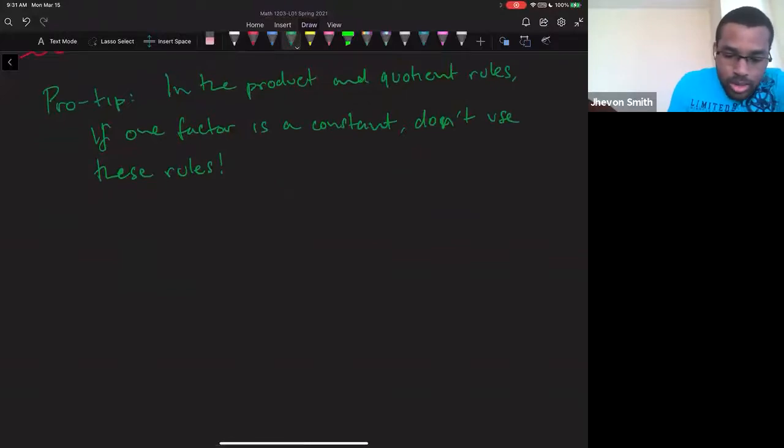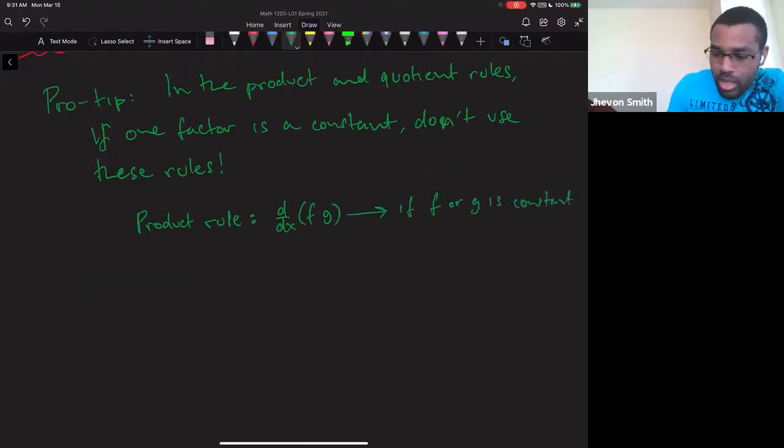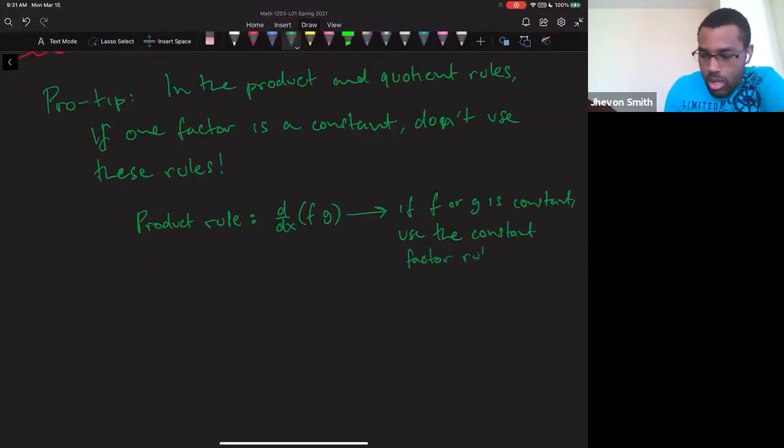So for the product rule, you want to differentiate f times g. If f or g is constant, use the lower level rule. Use the constant factor rule. Don't go through the product rule to differentiate 5 times the square root of x. Why are you doing that? You're wasting time in the best case scenario, and you could get it wrong in the worst case scenario because you're rushing in a test and you're anxious.